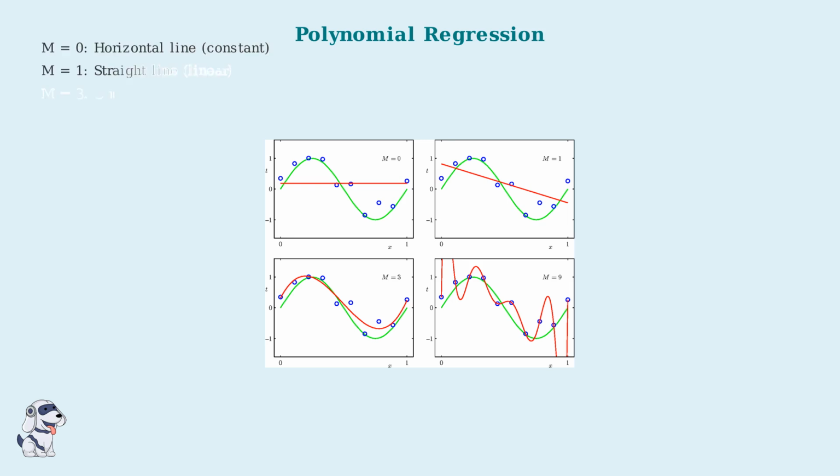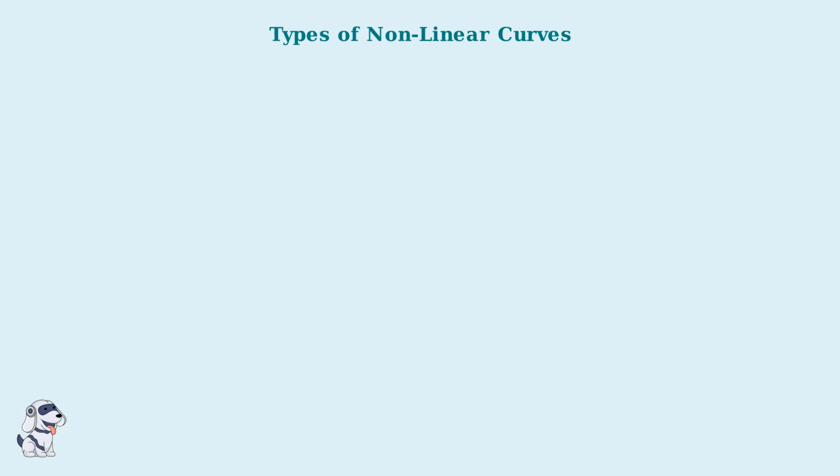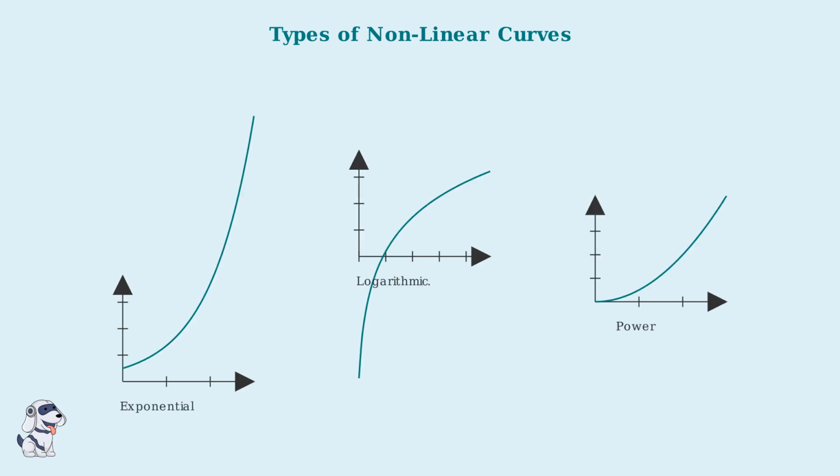As we can see in this comparison, m equals 0 creates a horizontal line, m equals 1 gives us linear regression, m equals 3 produces a cubic curve, and m equals 9 results in a very complex polynomial that closely follows every data point. Beyond polynomials, there are several other important types of nonlinear curves. Exponential curves model growth and decay processes. Logarithmic curves represent diminishing returns or saturation effects. And power curves describe relationships where one variable changes as a power of another.